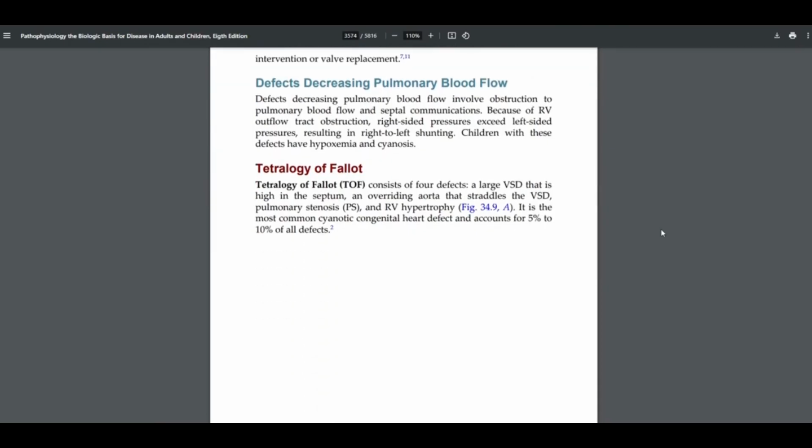This leads us to defects decreasing pulmonary blood flow. So defects decreasing pulmonary blood flow involve obstruction to pulmonary blood flow and septal communications. Because of right ventricular outflow tract obstruction, right-sided pressures exceed left-sided pressure, resulting in a right-to-left shunting. Children with these defects have hypoxemia and cyanosis.